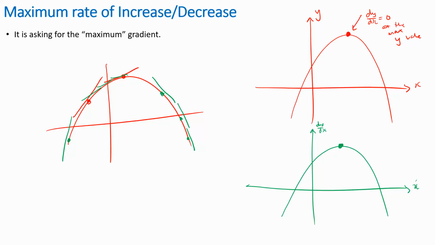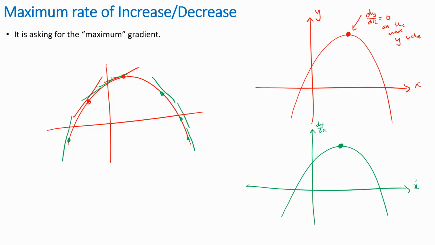Now, if I asked you, how do you find the maximum rate of increase? What would you do? Just the same way as you did for the red. What would you have to do? Yeah, literally. That's why the double derivative tells you the maximum gradient, or maximum rate of increase. So if you want to know how to find the maximum rate of increase or decrease, you just simply find the derivative of the derivative.